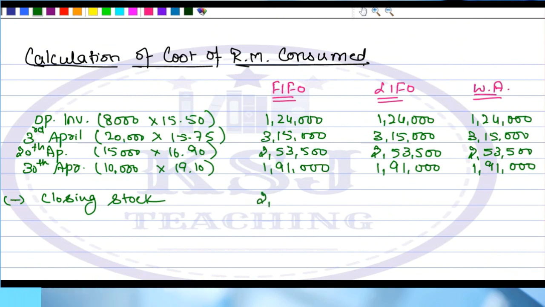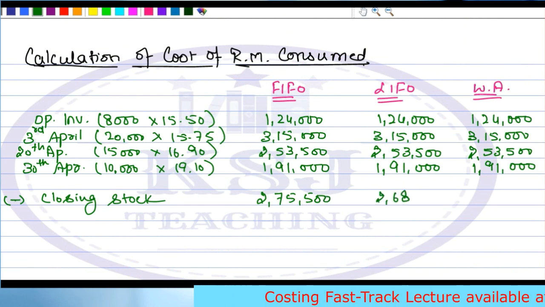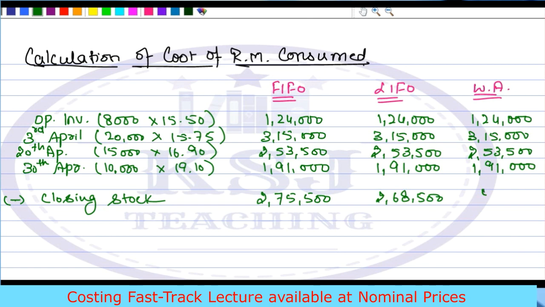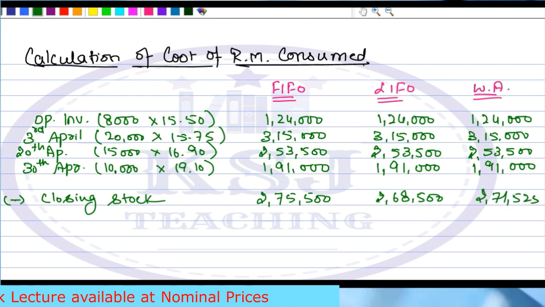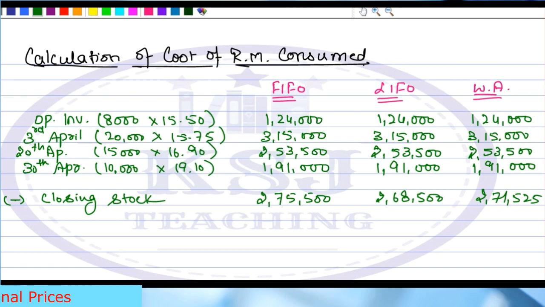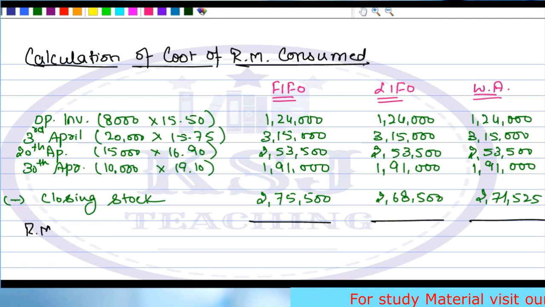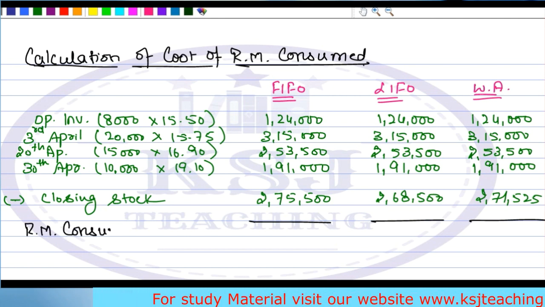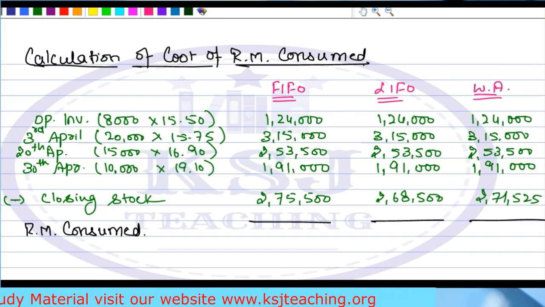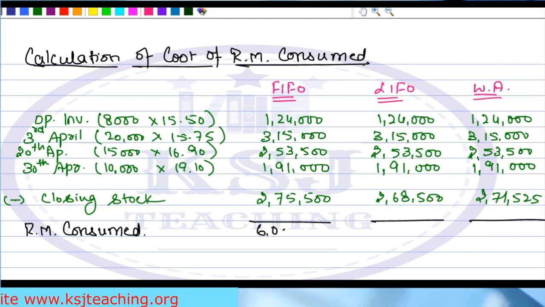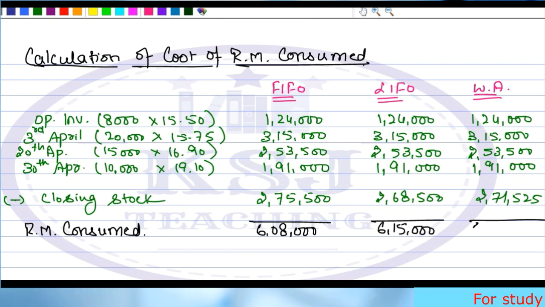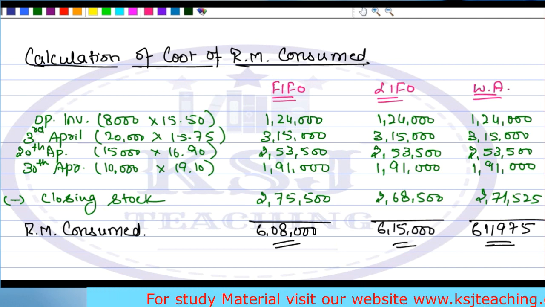So we have 2,75,500 under FIFO method, 2,68,500 under LIFO method and 2,71,525 under weighted average. So the balance figure that you will get is the value of raw material consumed, RM consumed. This comes to 6,08,000, 6,15,000 and 6,11,975. Any doubts?